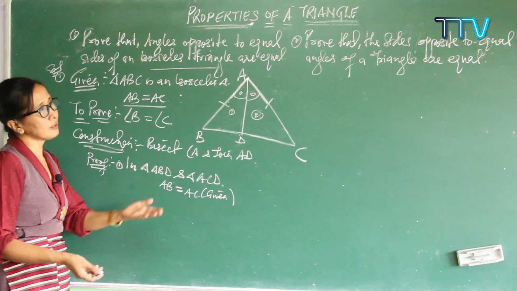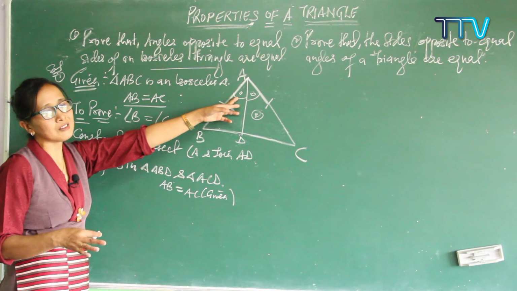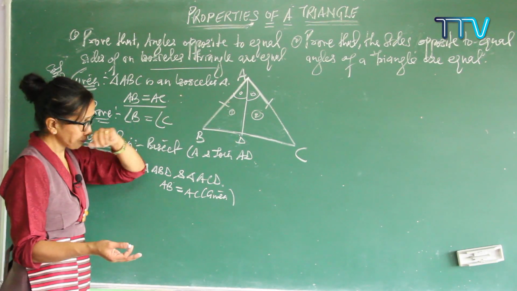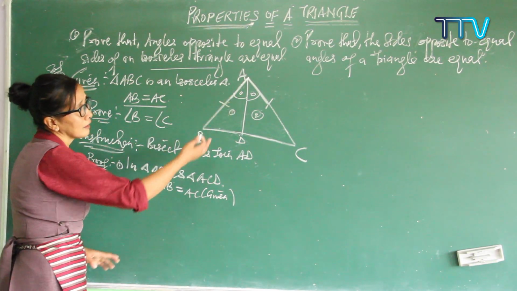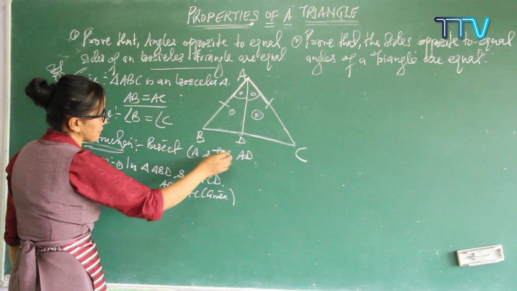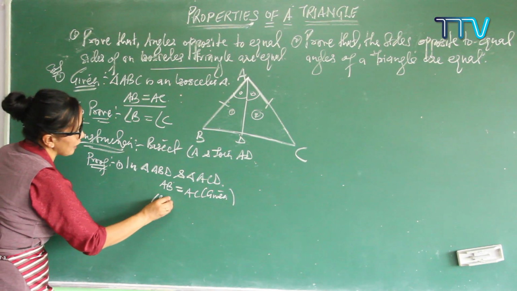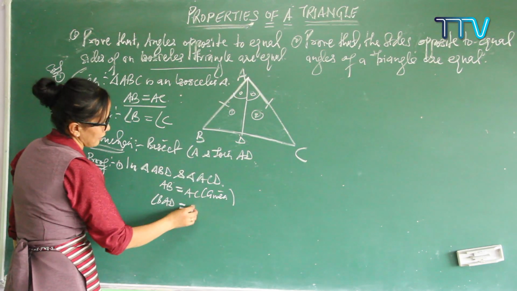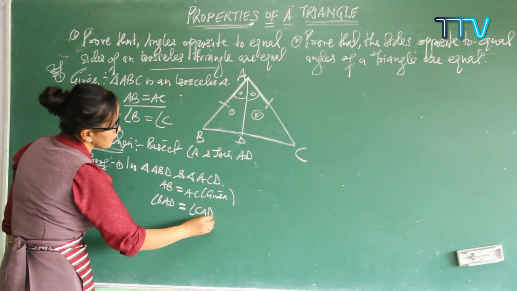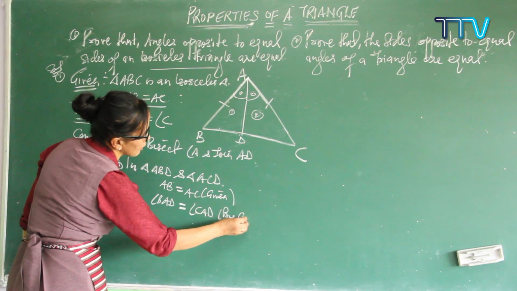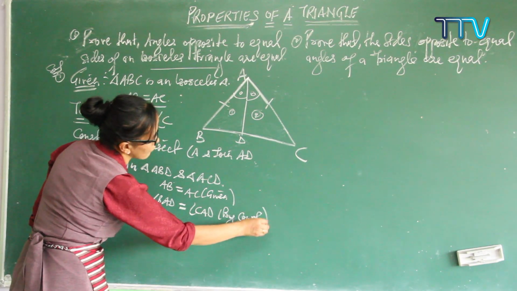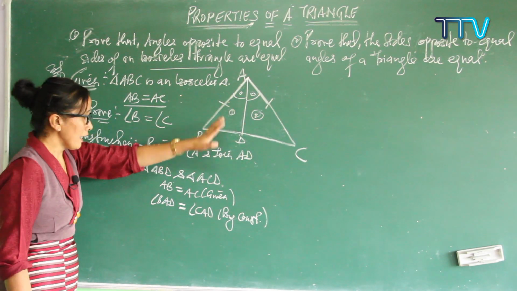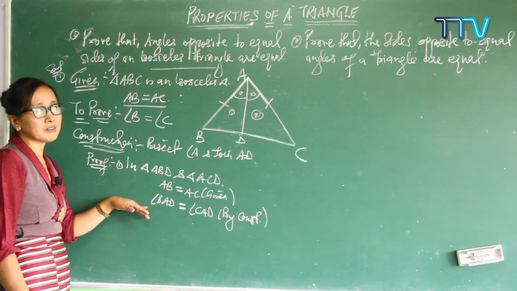And the next one, this included angle. It is not given, but by construction you have got this one. What is the name of this angle? Angle BAD is exactly equal to angle CAD by construction. So by construction, you got these two angles equal to each other. Understood? Now the first part and second part are equal to each other.